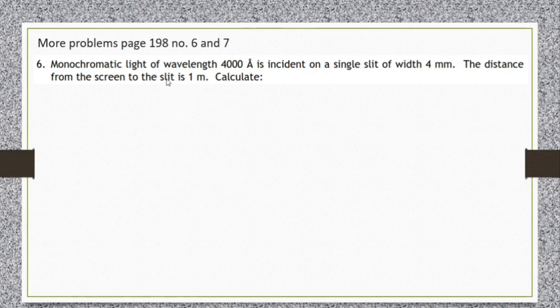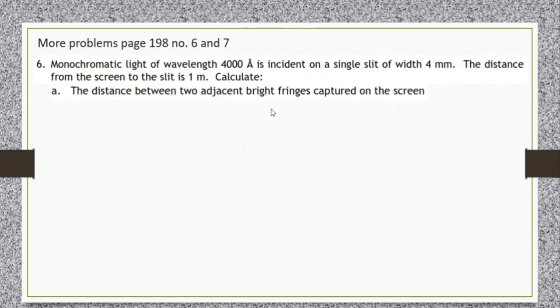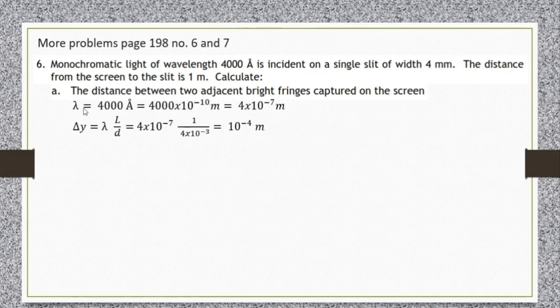Next are more problems, page 198, number 6 and 7. Number 6: monochromatic light of wavelength 4000 angstrom is incident on a single slit of width 4 millimeters. The distance from the screen to the slit is 1 meter. We want to calculate the distance between two adjacent bright fringes captured on the screen. Of course, for two adjacent bright fringes, we can use delta y, which is equal to lambda times L over d. It is the same as the previous formula for the double slit experiment. So we can calculate this.